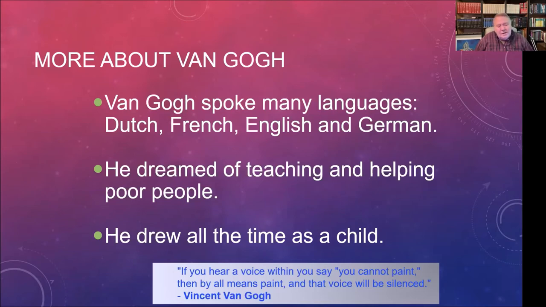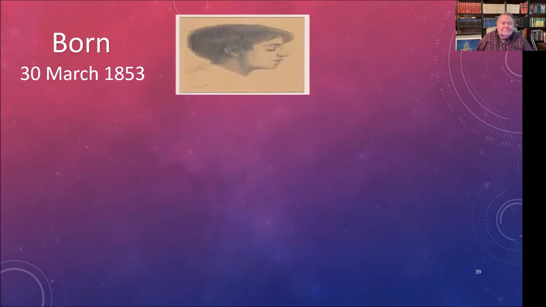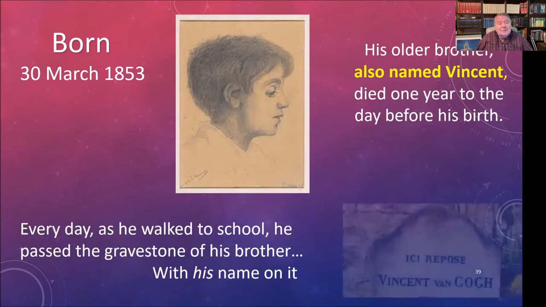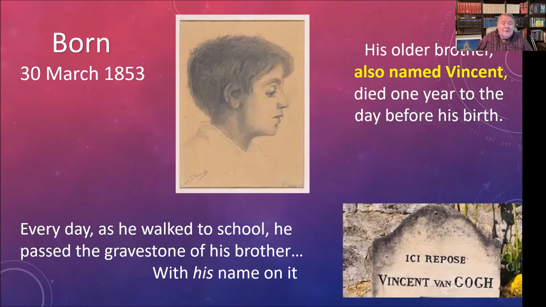He drew all the time as a child. In his letters, he wrote with such wisdom and grace. He said, if you hear a voice within you say you cannot paint, then by all means paint, and that voice will be silenced. Van Gogh as a kid. His older brother, also named Vincent, died 1 year before him. And catch this now. Every day, as Vincent walked to school as a little boy, he passed the cemetery and could see the gravestone with his name on it.